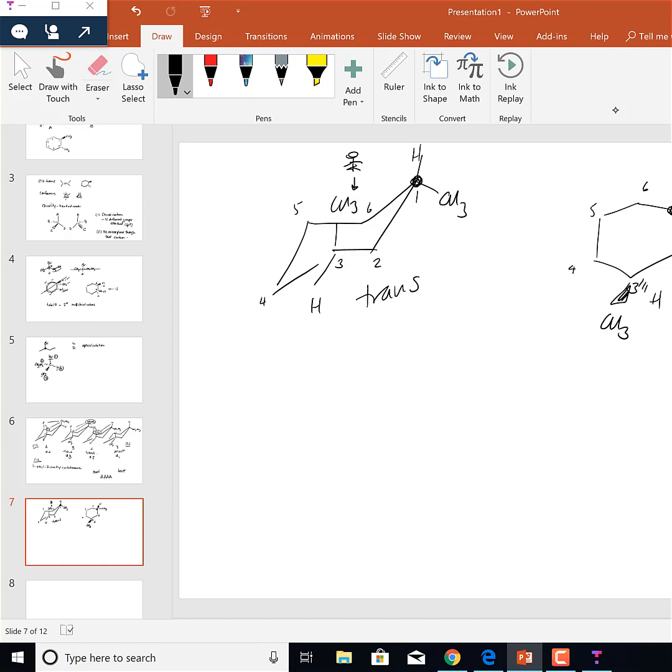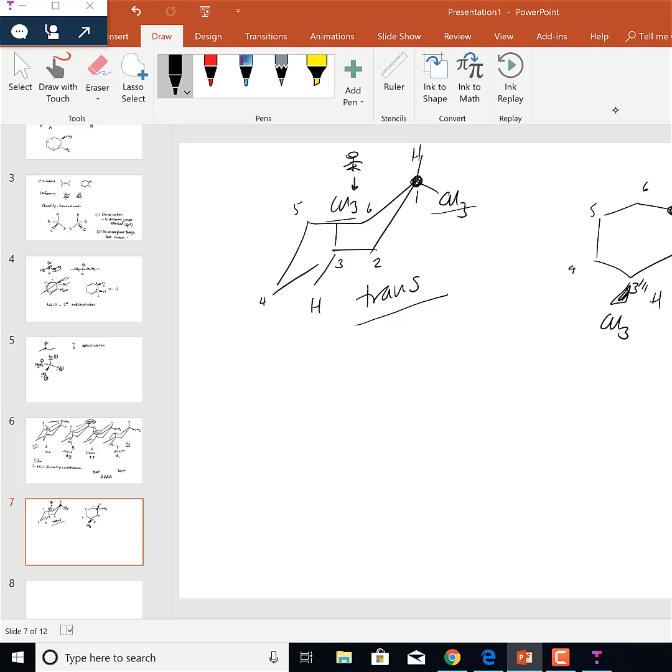So my suggestion is don't use up that much space in your brain, because you might need it for other things. Just begin to see, okay, above the plane of the ring, below the plane of the ring, trans. Because that way you don't have to memorize 6 different combinations. But cis and trans is different than axial and equatorial. In this case, it's trans because the one methyl's above, one methyl's below. Not that one's axial and one's equatorial.